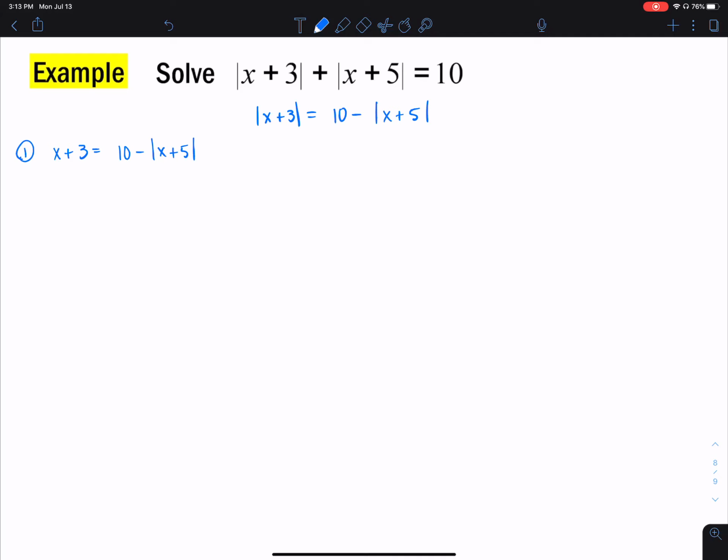The second equation, which would be the negative version, is going to be x plus 3 is equal to negative 10 minus the absolute value of x plus 5. Okay, now I'm going to go ahead and rewrite this second one right away, because this is a really important tool that you guys can use whenever you are taking the negative of subtraction. Okay, so two quantities being subtracted. What you can actually do to distribute that negative out front is just reverse the order of subtraction.